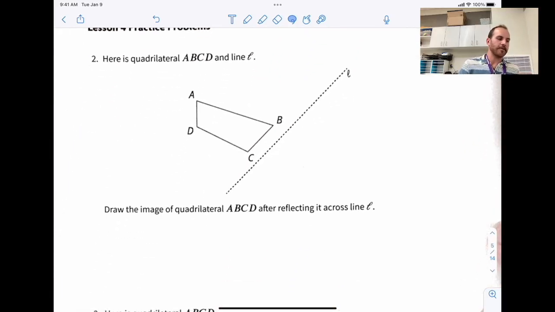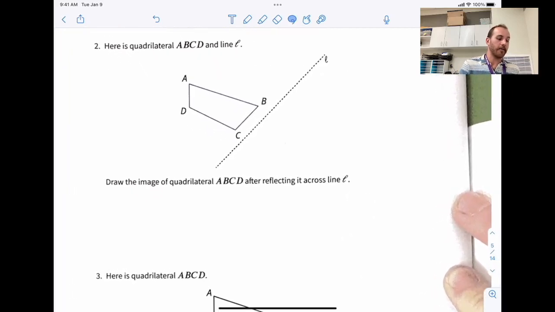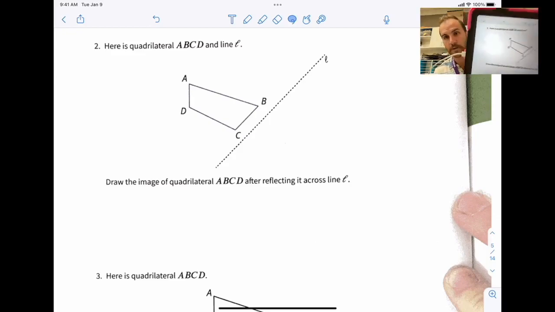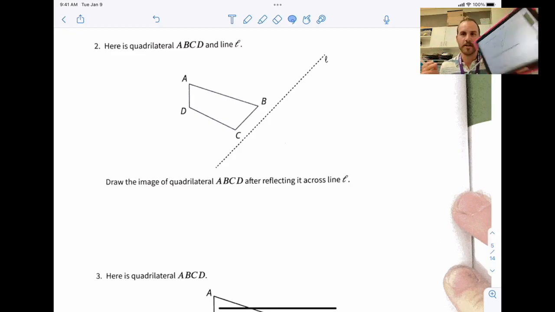Number 2, here's quadrilateral ABCD and line L. It tells us to draw the image of quadrilateral ABCD after reflecting across line L. Now remember, this question was in your workbook. So we can do that thing where if we're not quite sure, we can rotate it a bit and see what we end up getting, right? We can see, okay, does it look symmetrical? All right, so let's give that a go.